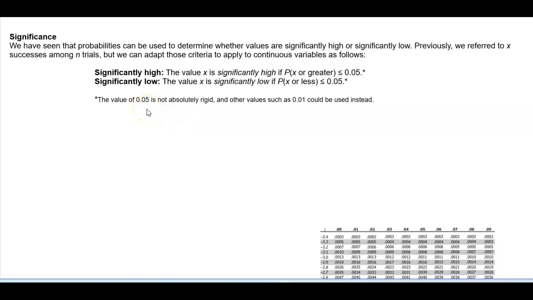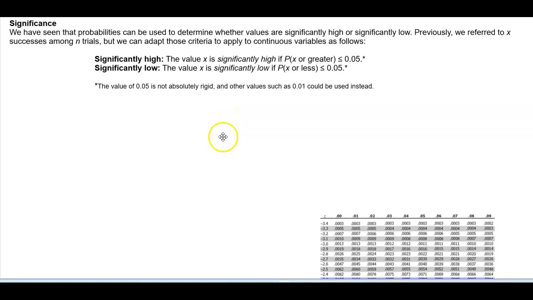Now, the value of 0.05 is not absolutely rigid, and other values such as 0.01 could be used instead.